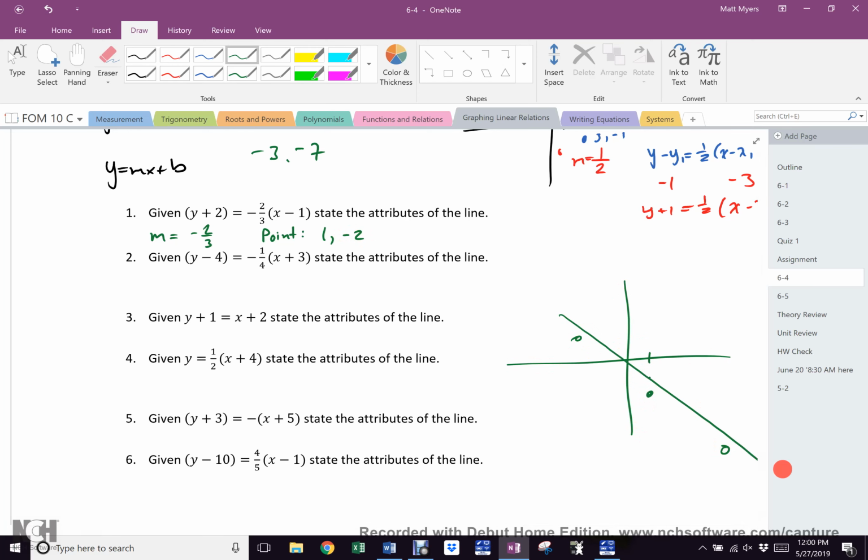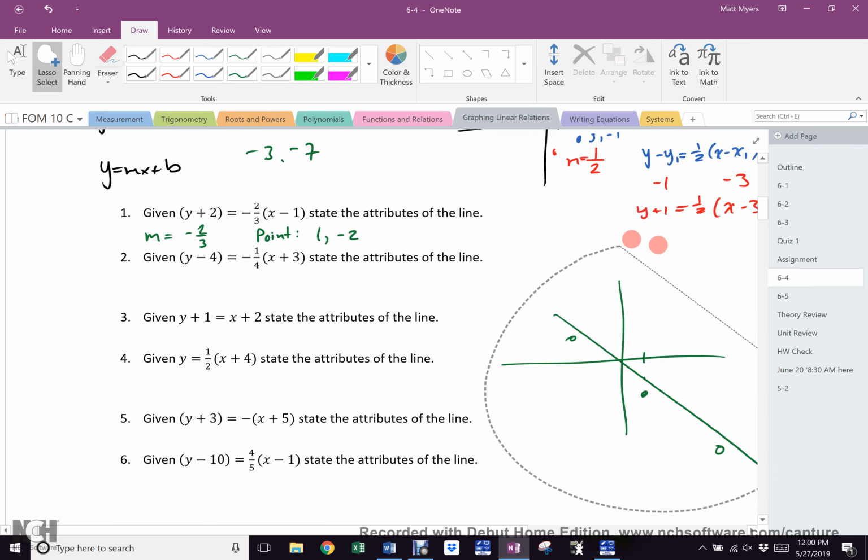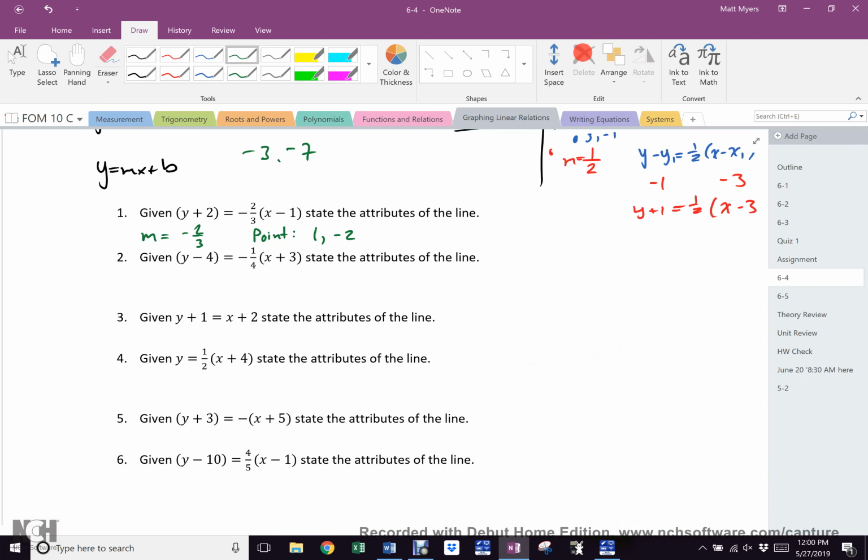Everybody? Okay. What's the second one? What's my slope? So my m equals negative 1 over 4. What are my options? Once I know my point, down 1, right 4, or up 1, left 4. And what's the point I could start at? Negative 3, 4. Everybody good?